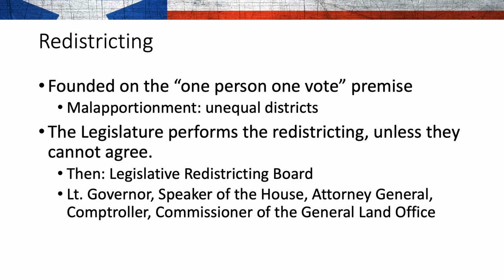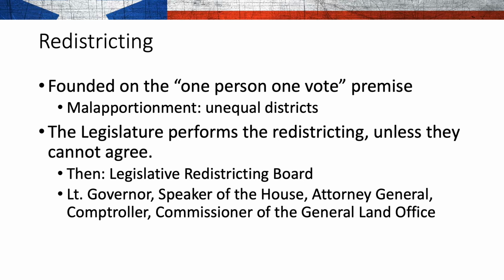When there are unequal districts, that's called malapportionment, and that is not what our government is founded on. Our government is founded on equal districts, so that it's one person, one vote, and nobody's vote is more valuable than another person's.